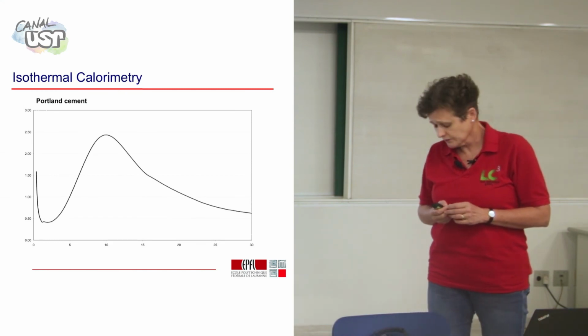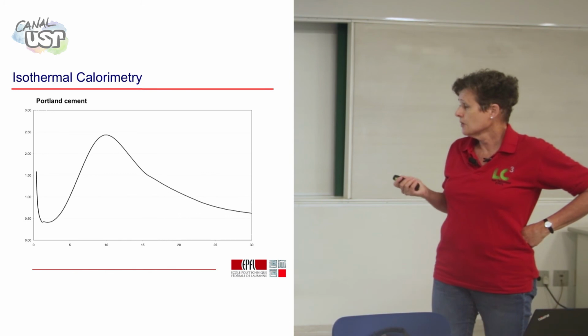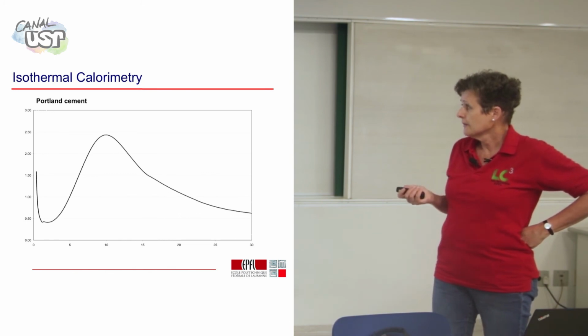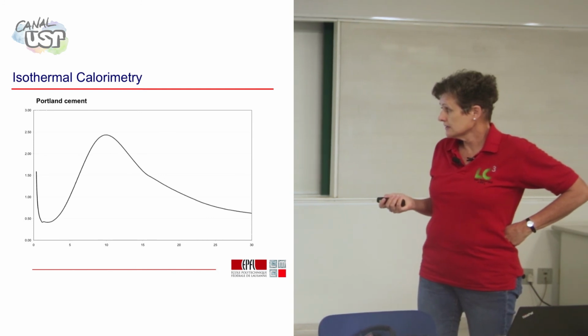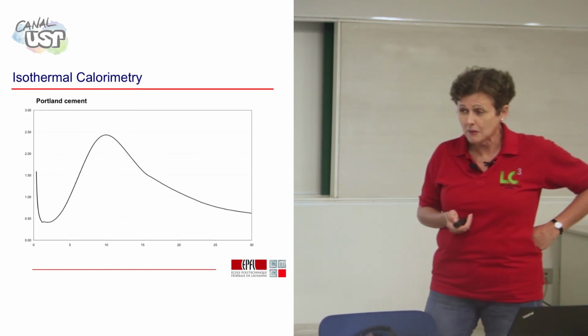And you can see the general pattern of hydration reactions for Portland cement, that we have initially a very high heat output, but this decreases very quickly. And then after a certain time, the heat release takes off again. We may get various little bumps and everything. We'll talk a little bit about those in a minute.